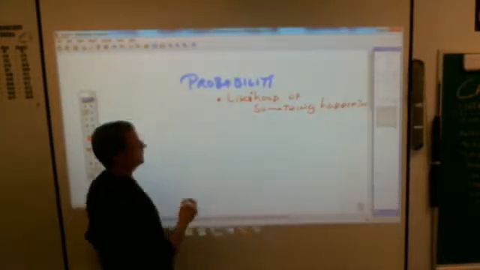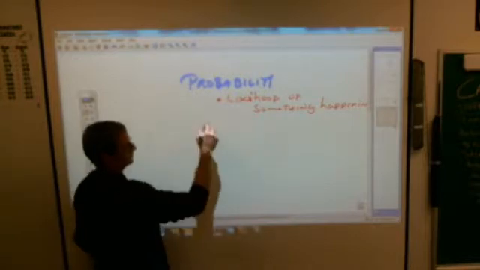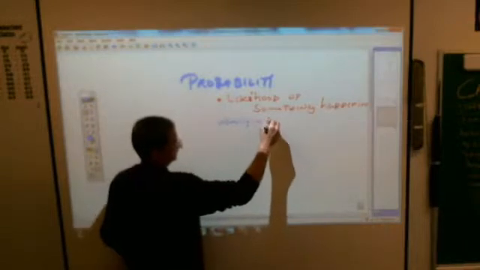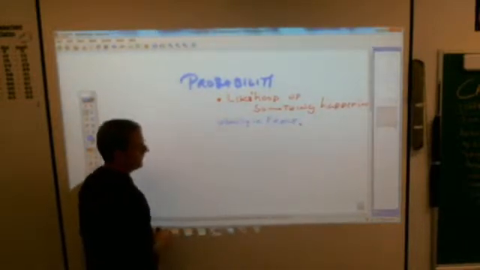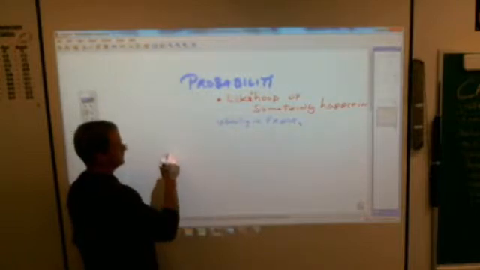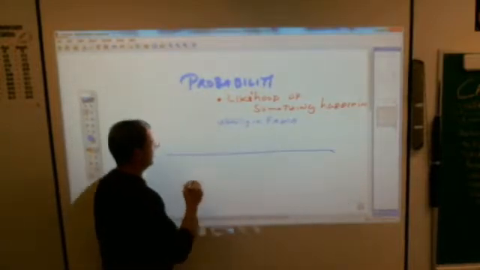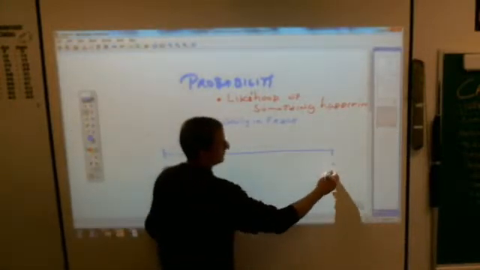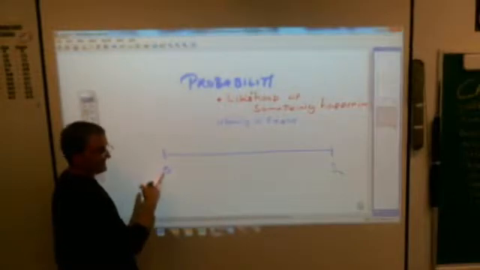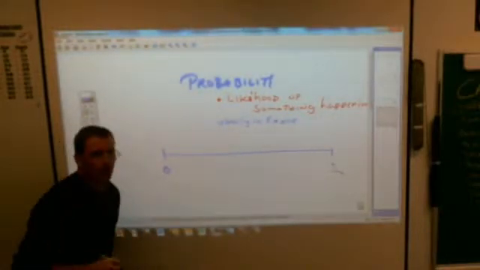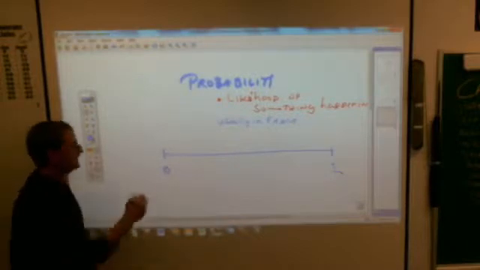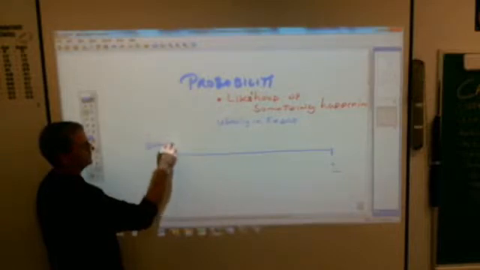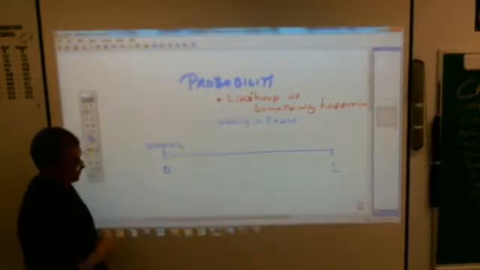Generally, ladies and gentlemen, we express probability in fraction form. Usually in fraction form. And that's based on this thought process here. So let's say I've got this little line here. Here is 0, and here is 1. If your probability is 0, it will never happen. It is impossible. The probability that today is Tuesday is a big fat 0.